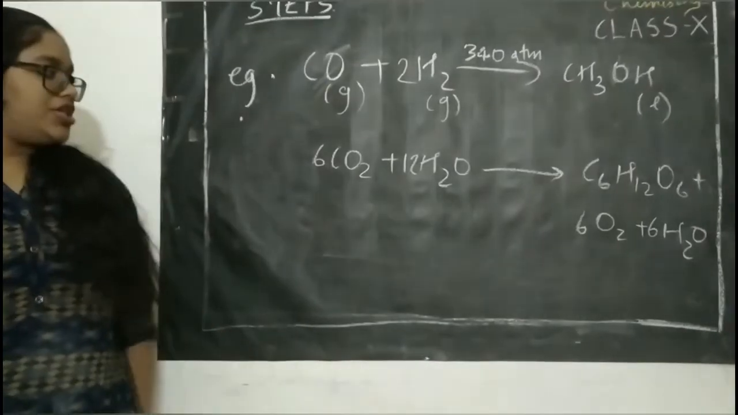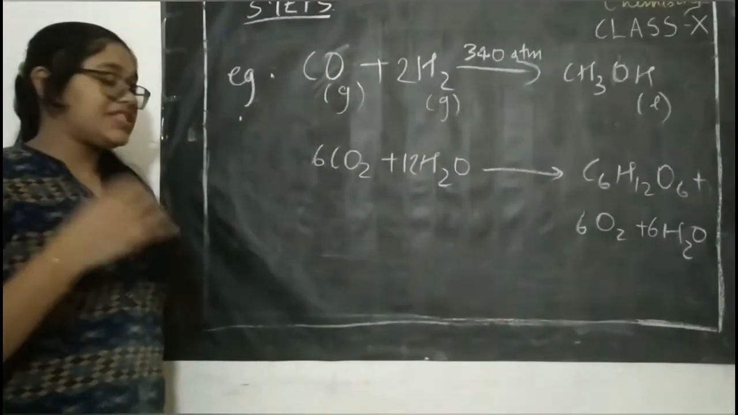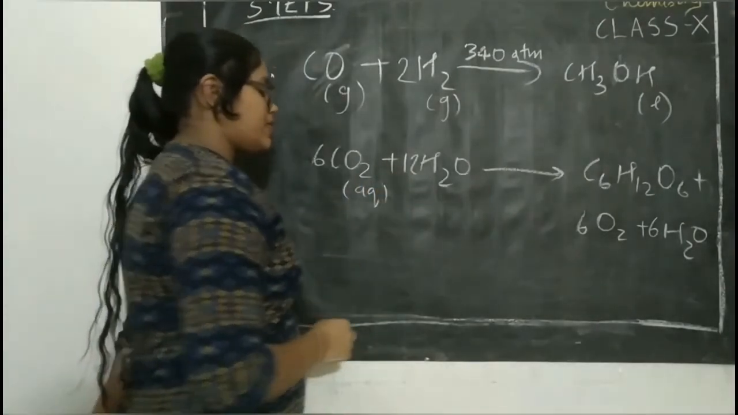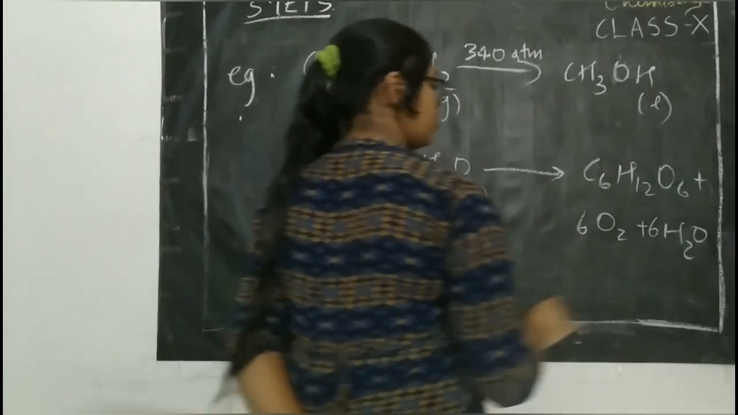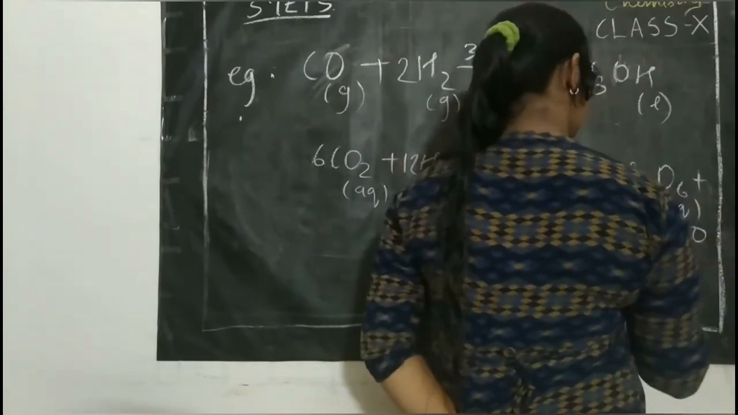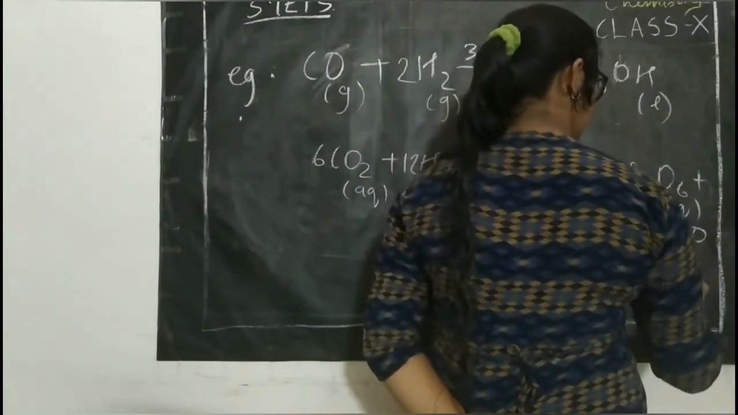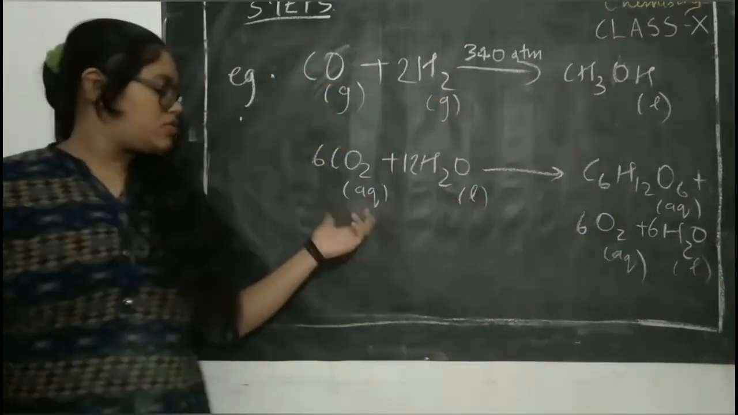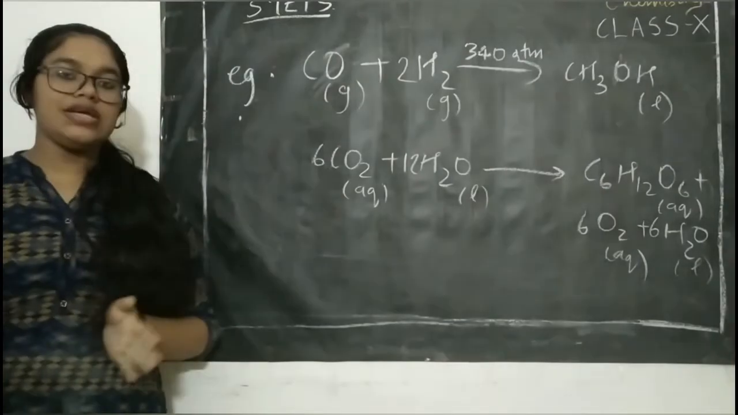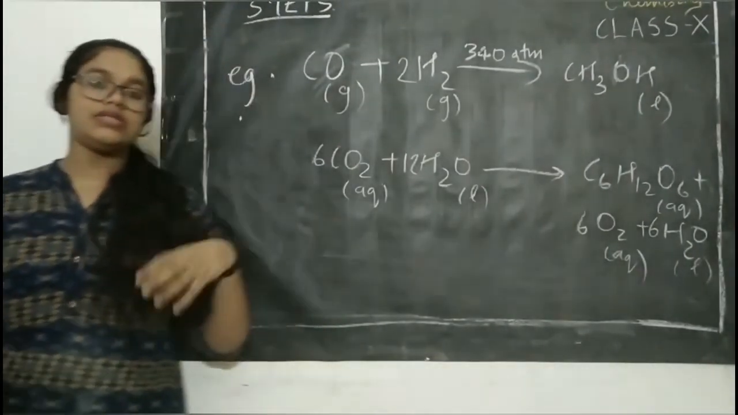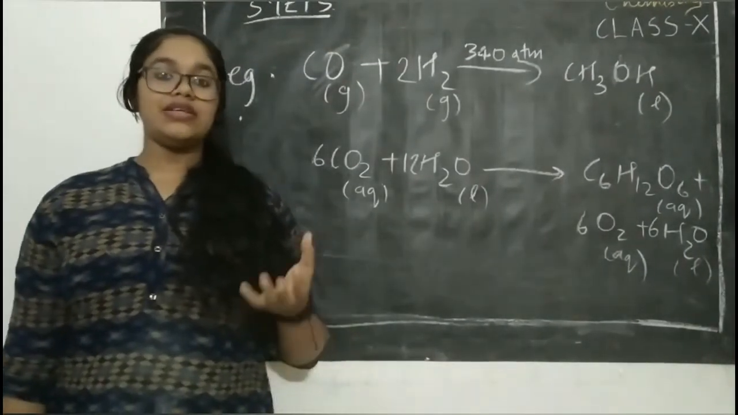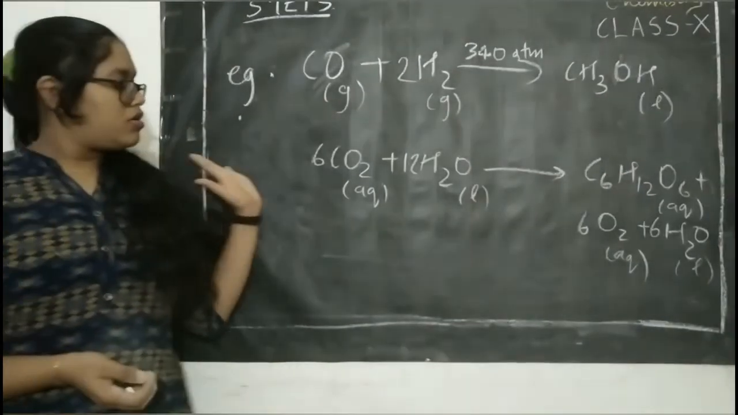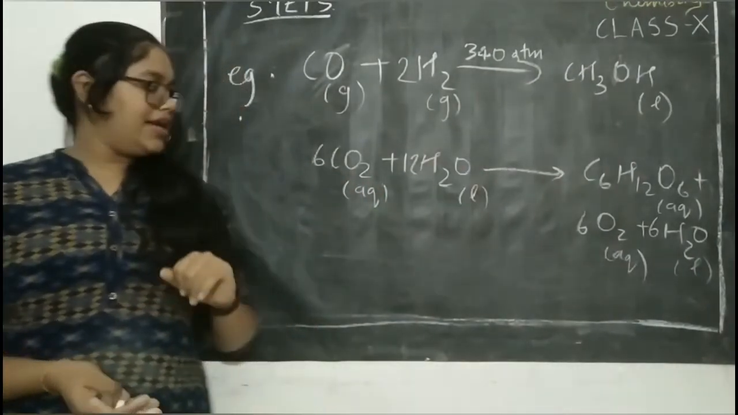Next I have to mention the states of these compounds. That is present in aqueous state. It's a liquid and it is aqueous, and it is liquid. So aqueous state is that when a compound is made a solution in water, then it is known as aqueous state. So I have mentioned the states.